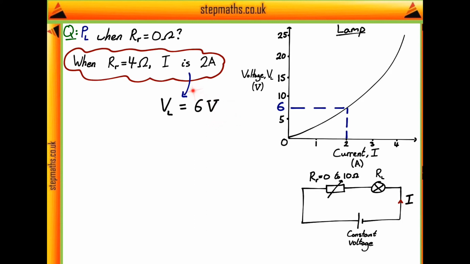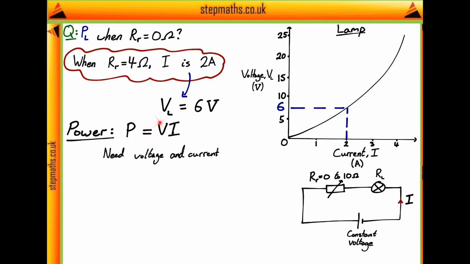So let's think about how we can find the power. Well, what actually is power? Especially in a circuit, there's one useful equation which comes in handy quite often, and that is that P equals VI. The power through a component is equal to the voltage across it multiplied by the current through it. So if we're trying to work out the power through our lamp, then we need the voltage across our lamp and the current through it when our variable resistance is set to 0, which is what we're looking for. So let's think about how we could find each of those.